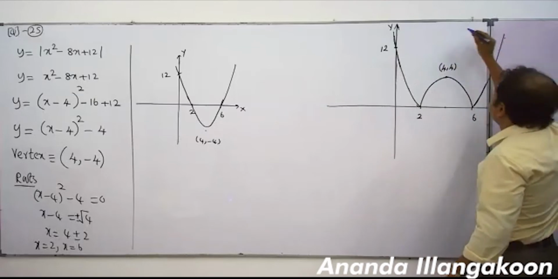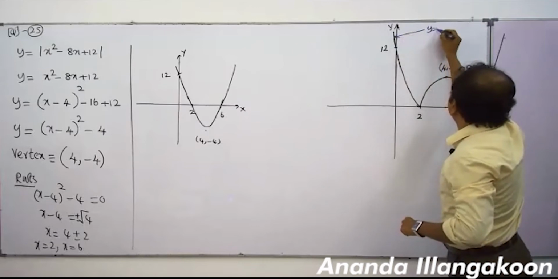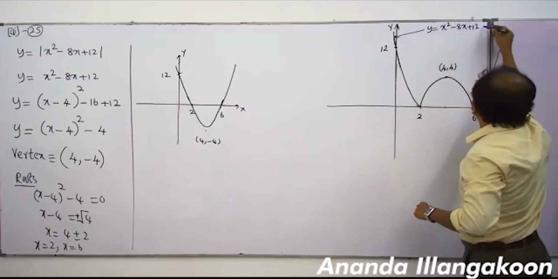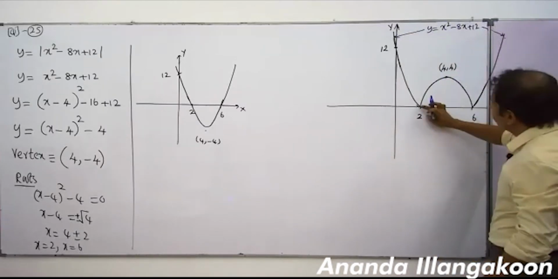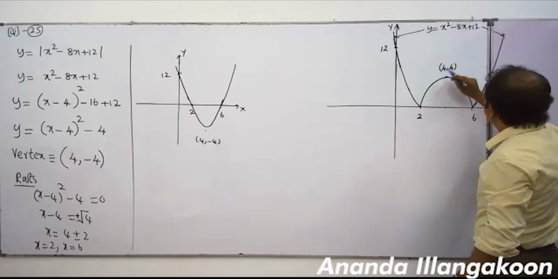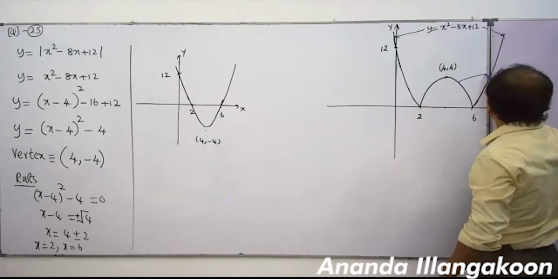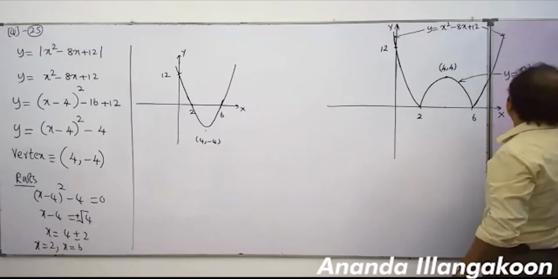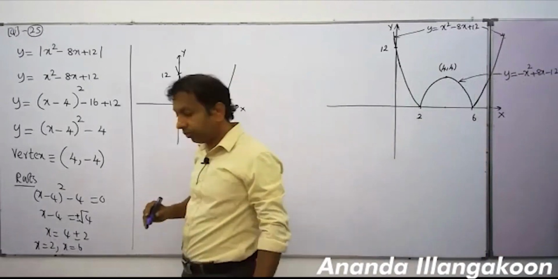The equation of this and this being the same, no people? Y equals x squared minus 8x plus 12. Right. This one we obtain taking the mirror image, no? So therefore, the equation of this will be multiplying the right hand side by minus sign. Y equals, right, minus x squared plus 8x minus 12. Okay, right.